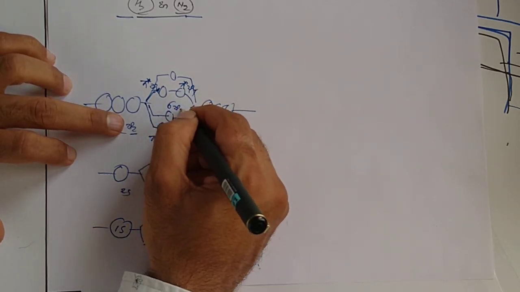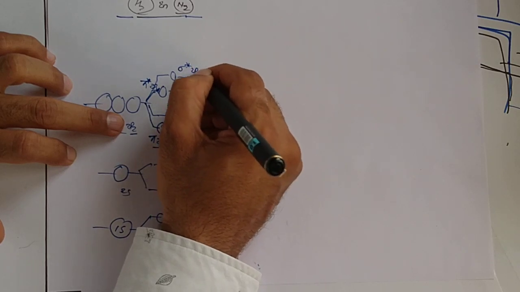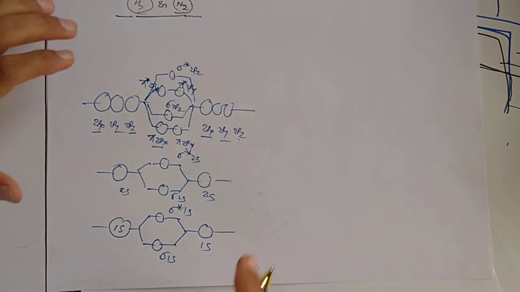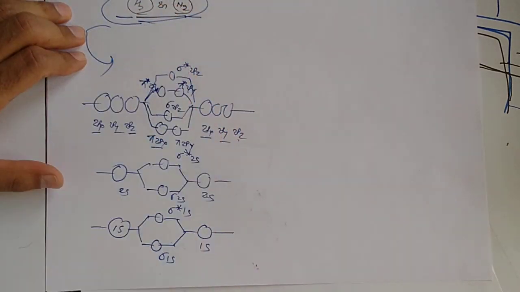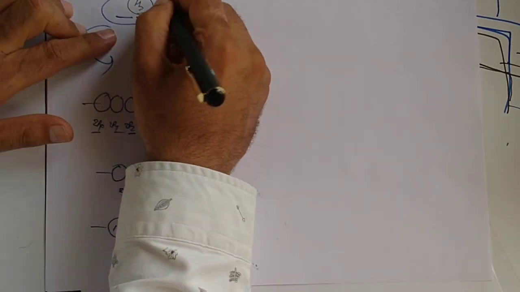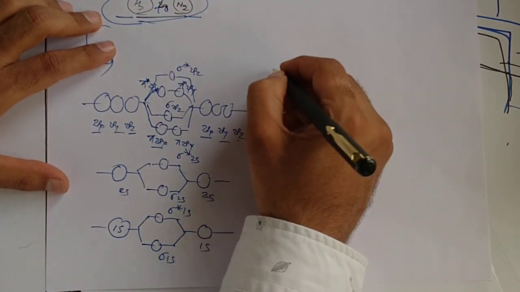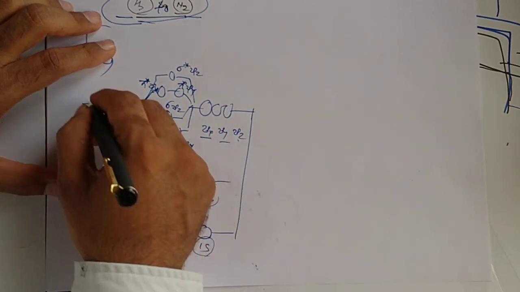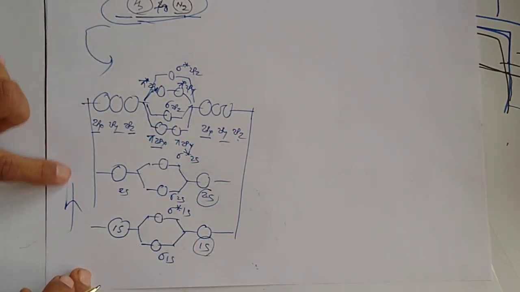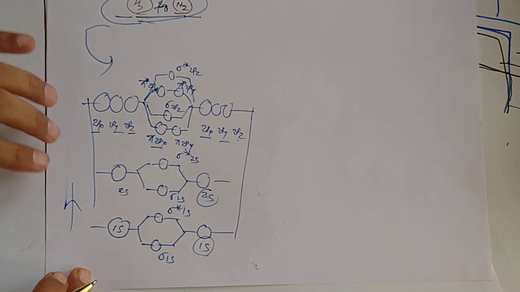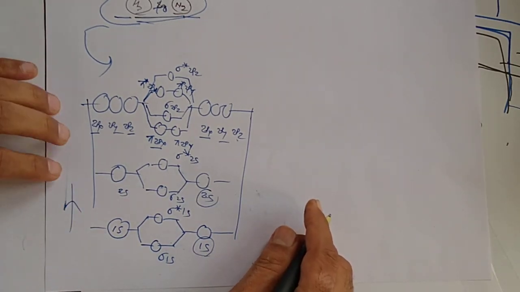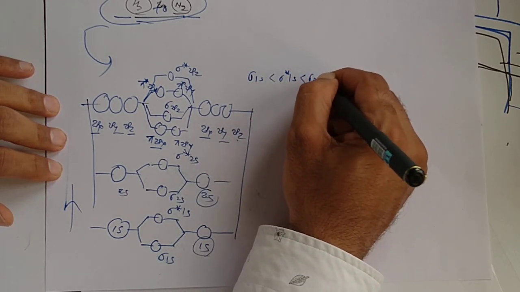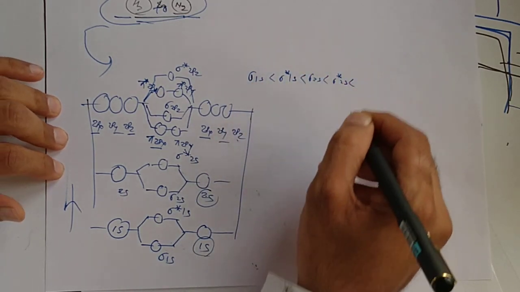2pz combines, so sigma 2pz and sigma star 2pz occurs. This is the sequence order of energy. This diagram is applicable for hydrogen to nitrogen. So the energy order is like 1s, 2s, these are atomic orbitals. Energy increases from bottom to top: sigma 1s, sigma star 1s, sigma 2s, sigma star 2s.